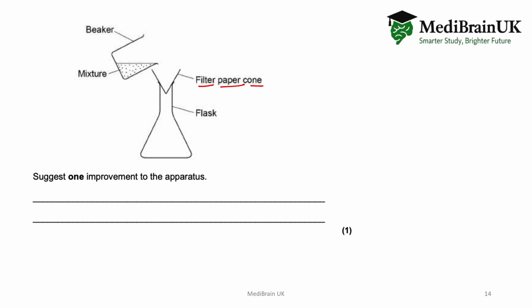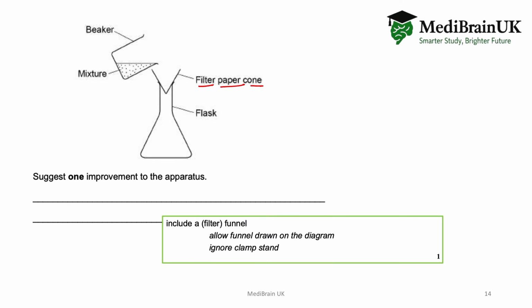Now that filter paper has to rest on something to make sure that it's stable. So to improve this, we would use a filter funnel. We would put the filter paper onto a filter funnel and then place it onto a conical flask. And that will ensure that the filter paper has some stability and none of the mixture spills out either side of the conical flask. So the improvement that we would add to this diagram would be to include a filter funnel.